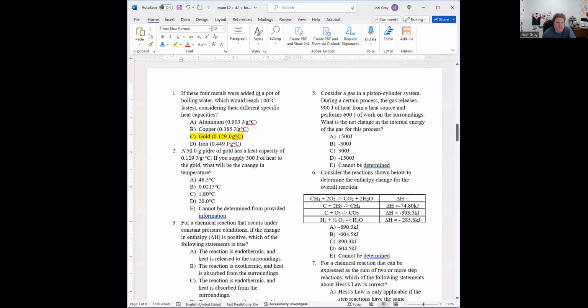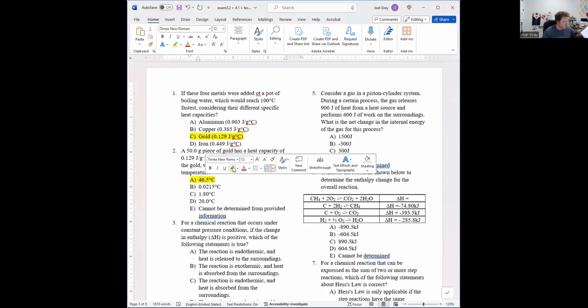Question number 2, a 50-gram piece of gold has a heat capacity of 0.129 joules per gram degree Celsius. If you supply 300 joules of heat to that gold, what will be the change in temperature? To get this question, we need to take that 0.129 and multiply it by 50. 0.129 times 50 gives us 6.45 joules of heat for every 1 degree of temperature change. So then we take 300 and divide it by 6.45, and you end up with 46.5, so answer option A is the correct answer for this.